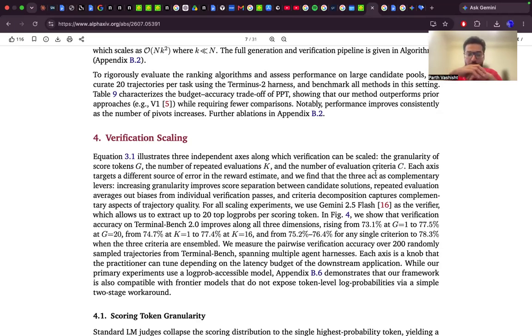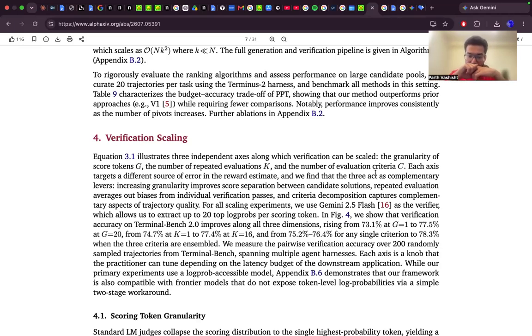The second one is repeated evaluation, which reduces the variance and basically averages out the biases in individual verification passes. And the third one is the criteria decomposition, which captures complementary aspects of trajectory quality. So what are the different axes in which a particular trajectory is evaluated? This is the criteria decomposition aspect.